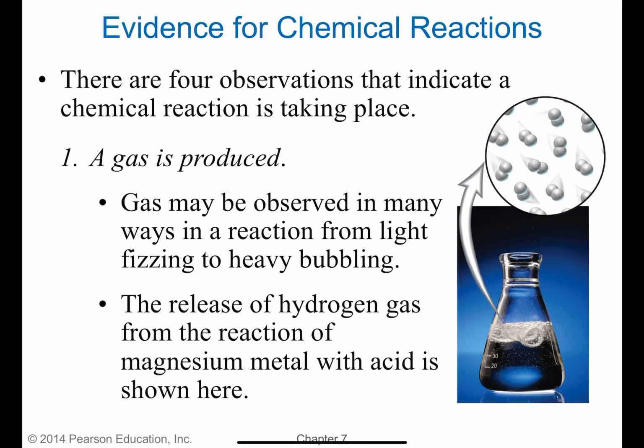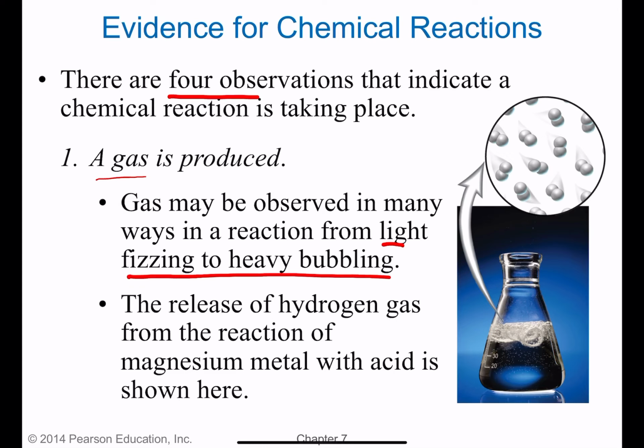So there's a few different things you can look for to try and identify if a chemical change has indeed happened. So we're going to go over 4 different observations that can indicate that a chemical reaction has taken place. So number 1, a gas is produced. If you see bubbles, for example, gas may be observed in many different ways: light fizzing, heavy bubbling, just anything that indicates that you have bubbles.